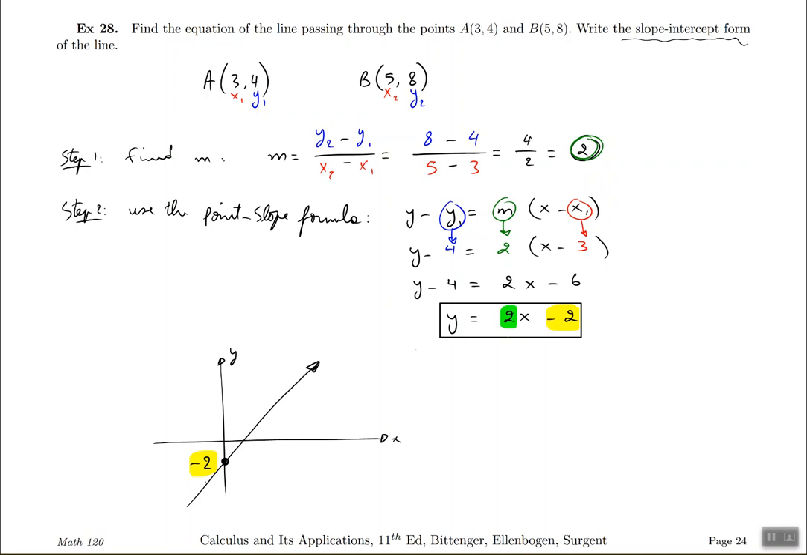And by the way, the equation of the line is basically the name of the line in this case, which is 2x minus 2.